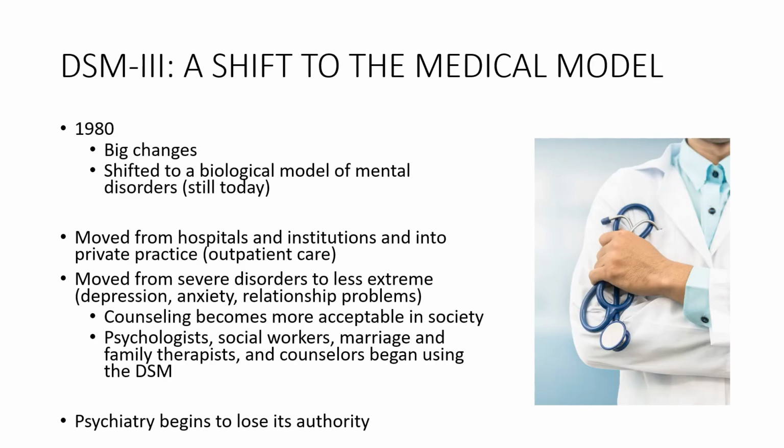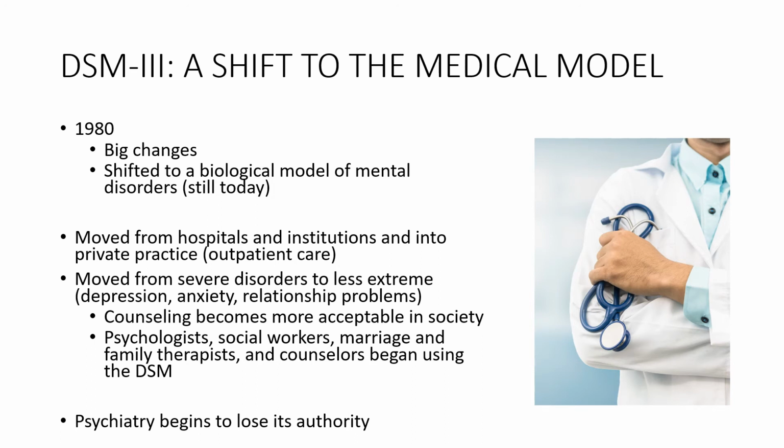Now let's talk about the DSM-3, a shift to the medical model. In the 1980s, big changes started to happen. Like we said before, it was very much the medical model, right? It shifted to a biological model of mental disorders, which is still popular today. It moved from hospitals and institutions into private practice, which is also known as outpatient care. It moved from severe disorders to less extreme ones, such as depression, anxiety, and relationship problems. So although those are problems, most people can live with them, right?